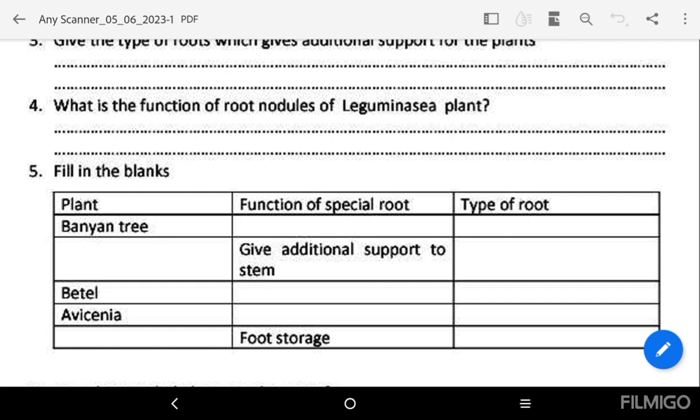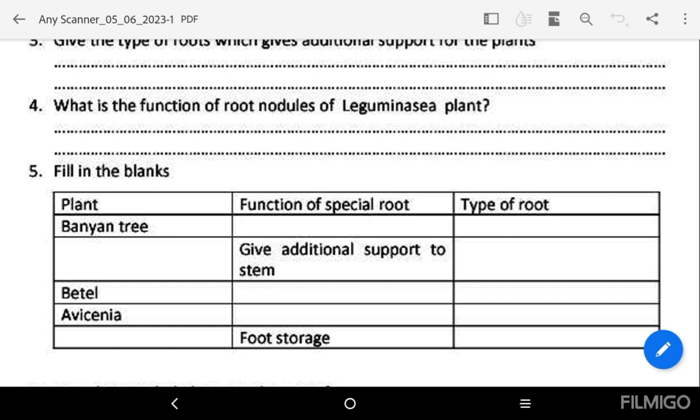Second row, they have given the function of the special root, that is, give additional support to the stem. So this is done by stilt roots. An example is pandanus. Third row, betel. You know, betel pepper, right? They have climbing roots. These climbing roots help to climb by attaching to another stem.